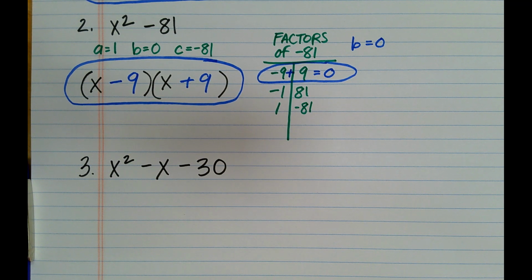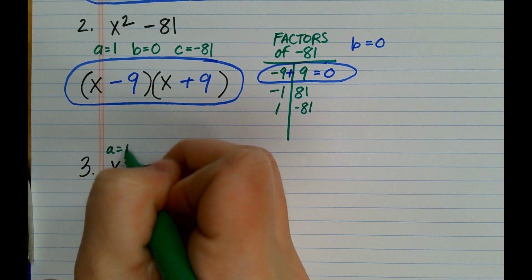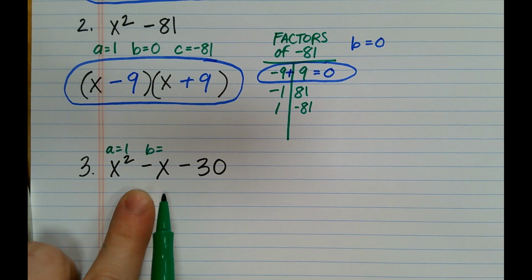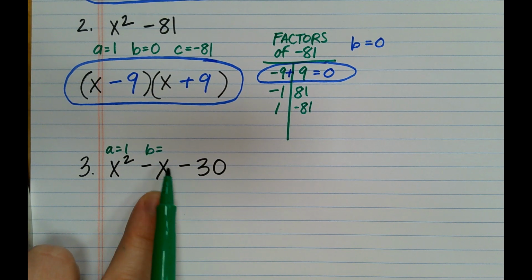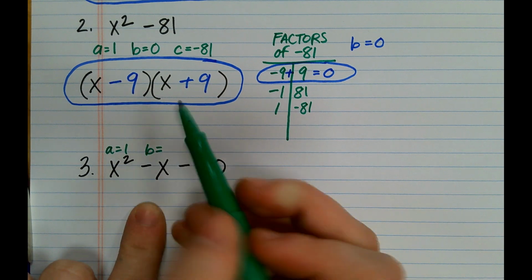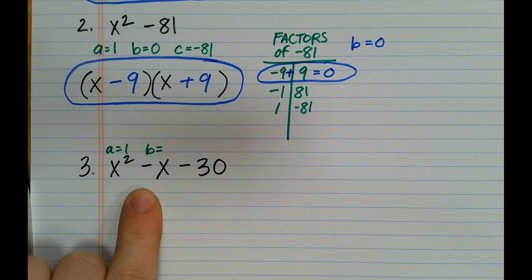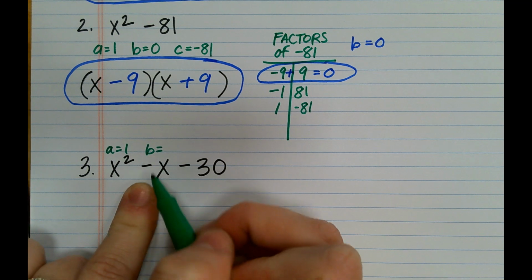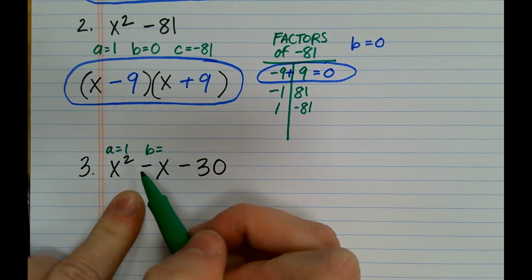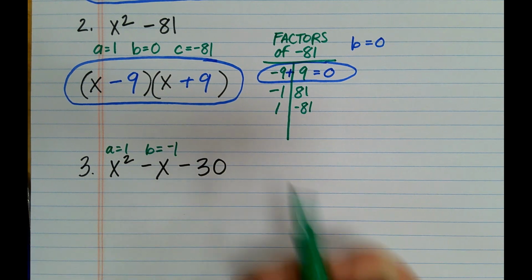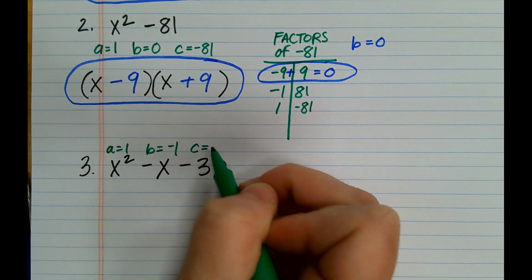What's our A, B, and C? A is 1. Good. Let's check our B. Do we include our x in our B? Yes. If we have a negative x, that just means that we have a 1 in front of our x, but it's negative. So B is negative 1. And C is negative 30.